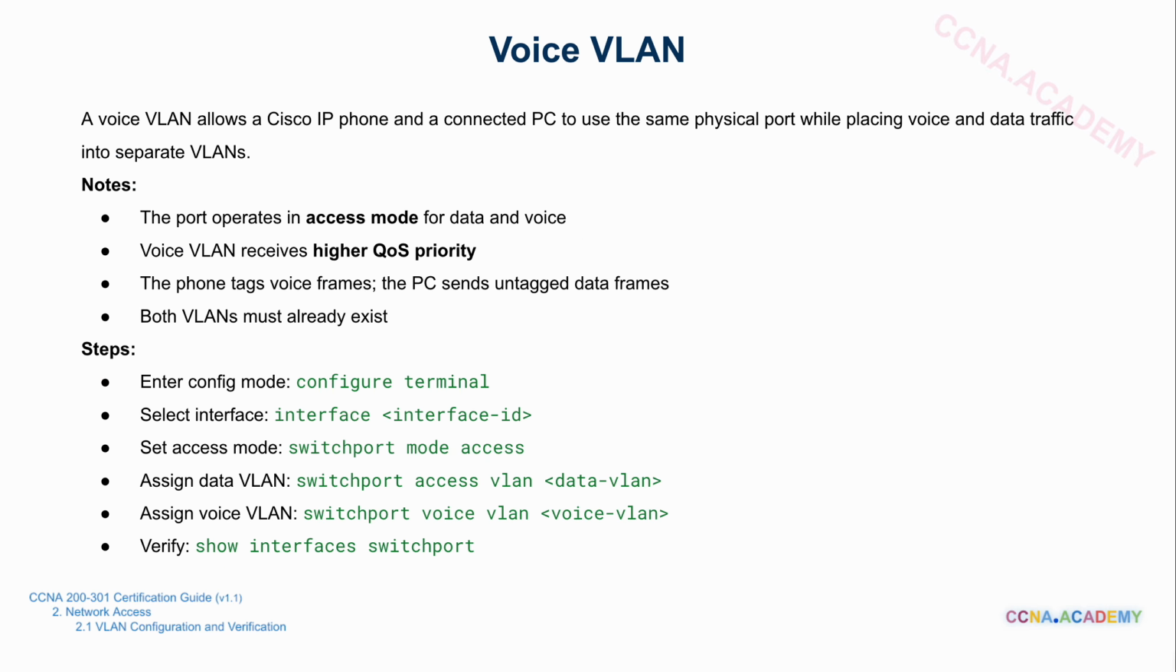A voice VLAN allows an IP phone and a PC to share the same physical switch port. The port is configured as an access port for data traffic, and a separate voice VLAN is assigned for the phone. Voice traffic is tagged and prioritized, while data traffic remains untagged.